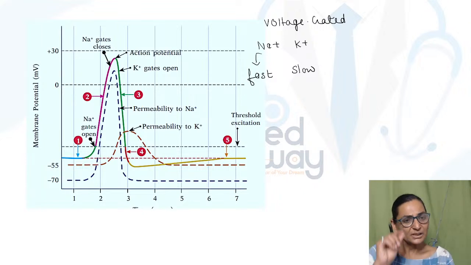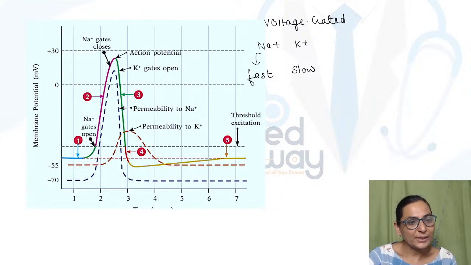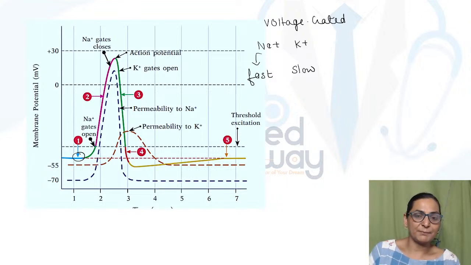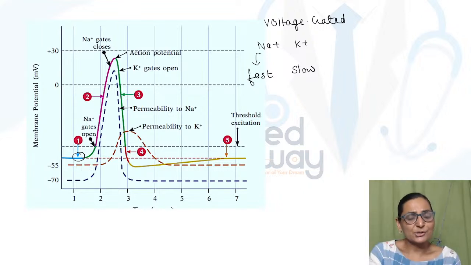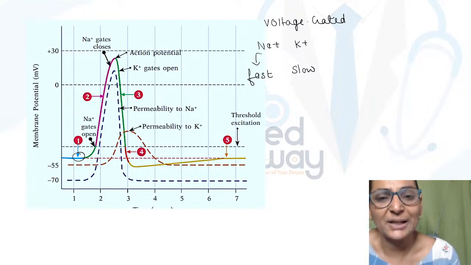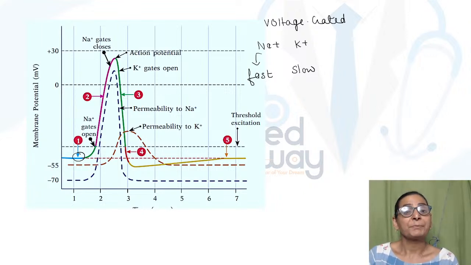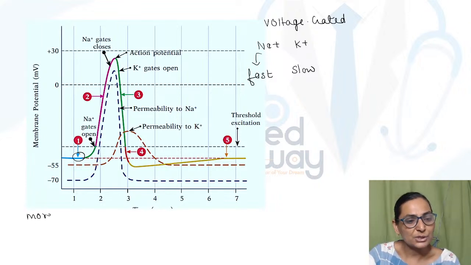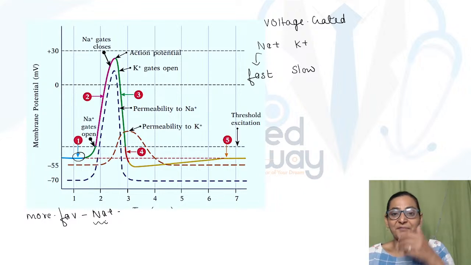Now, when you give a threshold stimulus, what happens? As soon as you gave a threshold stimulus, you have disturbed the resting membrane potential. And this is going to result in the opening of both sodium and potassium channels. Both of them may open because there is a change in the membrane potential, and both are voltage gated channels. However, that potential is more favorable for sodium. Moreover, the sodium channels are very fast to open.